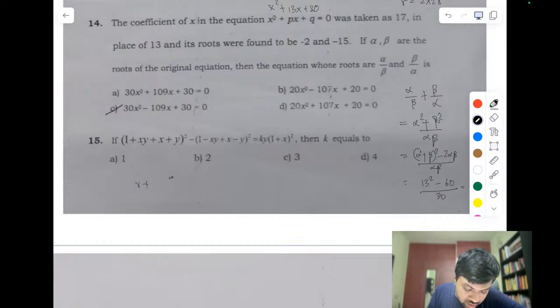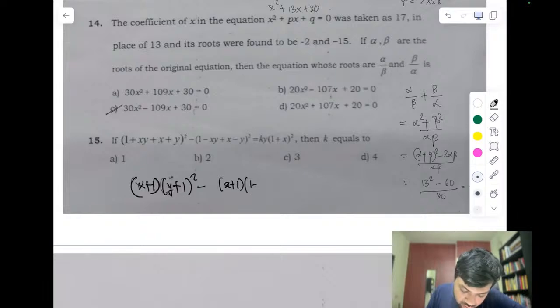Well, one thing to note is 1 plus xy plus x plus y is x plus 1 into y plus 1. I don't know if the pen is visible to all. x plus 1 into y plus 1 the whole square minus x plus 1 into 1 minus y the whole square. So you take x plus 1 the whole square out. 1 plus y the whole square minus 1 minus y the whole square is 4y. So k is 4.